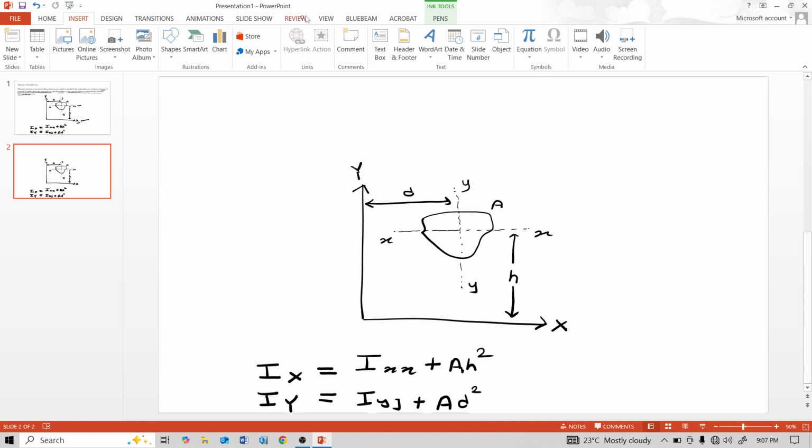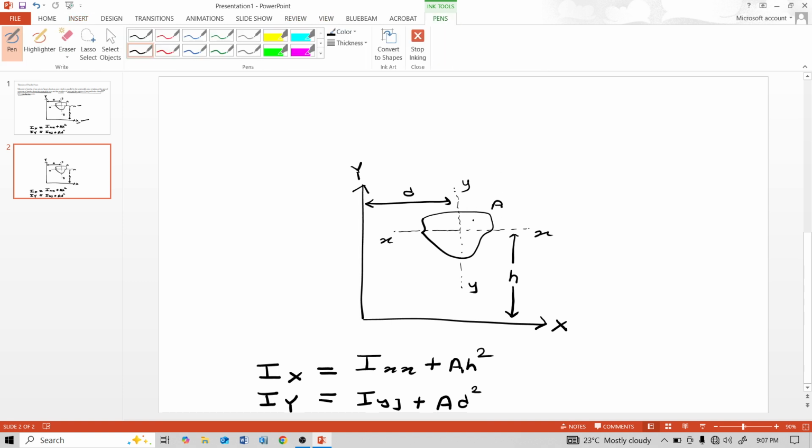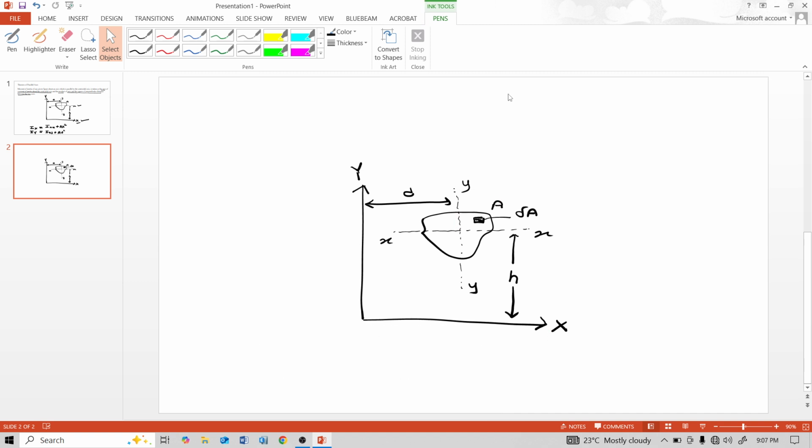Consider here one small element, and this element is delta A. The distance between this centroidal axis small x and this element is y1.